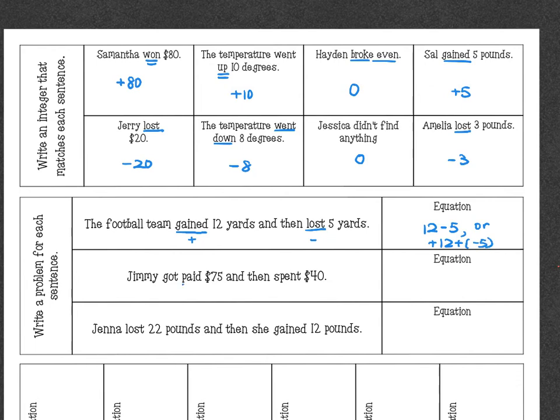Jimmy got paid, so Jimmy made $75, then spent 40. So he got $75, then he lost $40 because he spent it. Gianna lost 22 pounds. Then she gained 12 pounds back. So lost 22, always put the negative number in the parentheses to protect it. Then gained 12 pounds back.